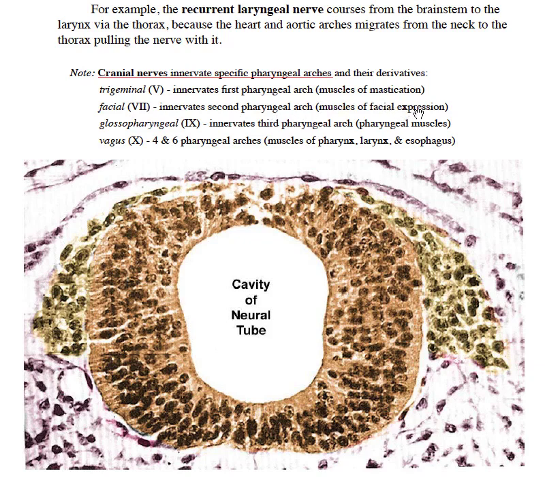The glossopharyngeal nerve innervates the third pharyngeal arch, and that supplies mainly one pharyngeal muscle. And the vagus nerve innervates the fourth and sixth pharyngeal arches. The fifth arch disappears, and those arches become skeletal muscles of the pharynx, larynx, and esophagus.